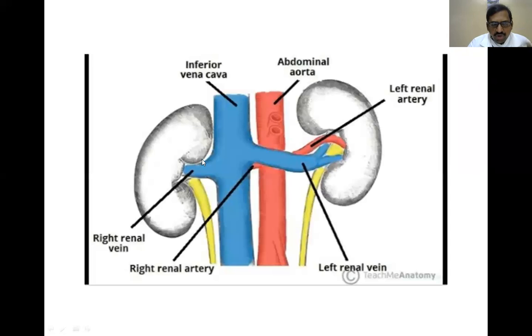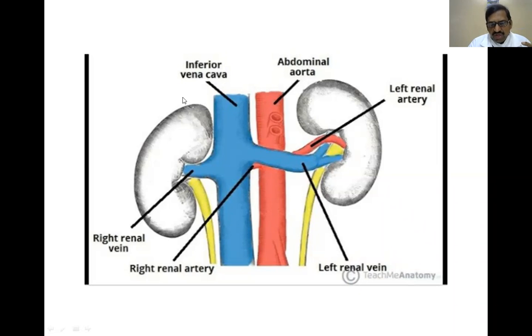Sorry, one more point is important. Here, the right kidney is slightly at a lower level than the left kidney. That is also very, very important. The right kidney is slightly lower than the left kidney because, as you already know, the right hypochondriac region is occupied by the liver. It is a heavy organ in the right hypochondriac region. Because of this reason, the right kidney is slightly lower than the left kidney.